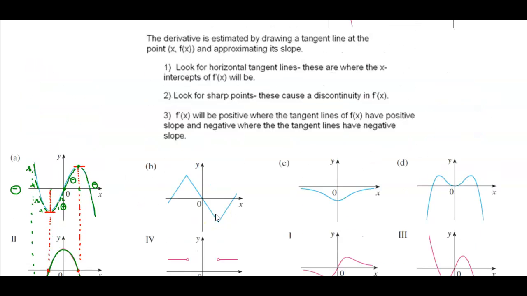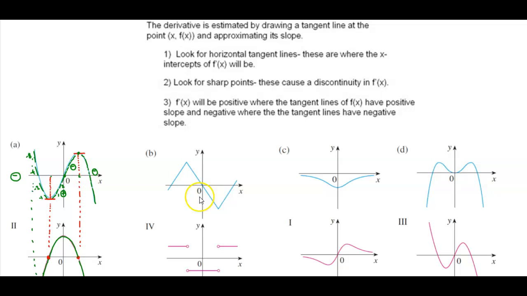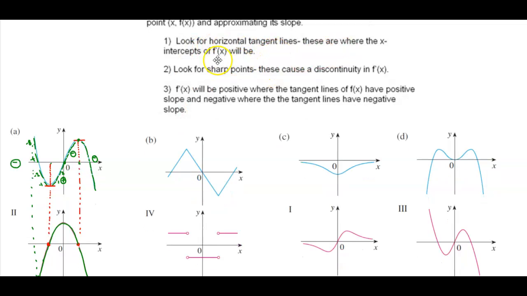Okay, now, for the next part, we want to take a look at this graph. Now remember, we want to look for horizontal tangent lines, and these are the x-intercepts of the derivative function and where it'll be located. Well, in this example, we don't have any tangent lines.